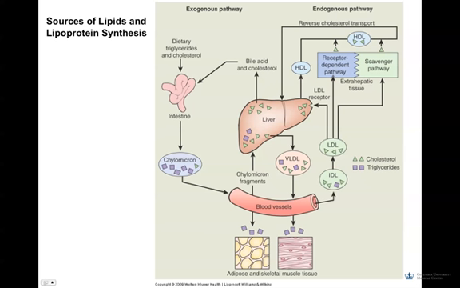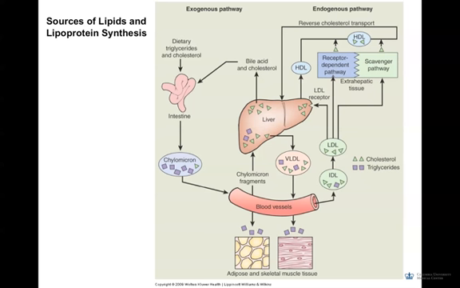Now, the rest of the chylomicrons in circulation, along with the VLDLs produced by the liver, get converted in circulation into our intermediate density lipoproteins and then into our low density lipoproteins. Now the LDLs are a way to deliver cholesterol to tissue.